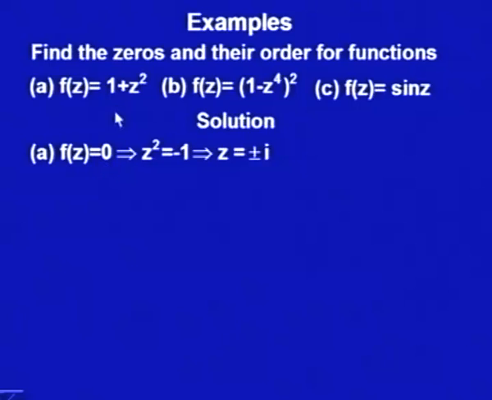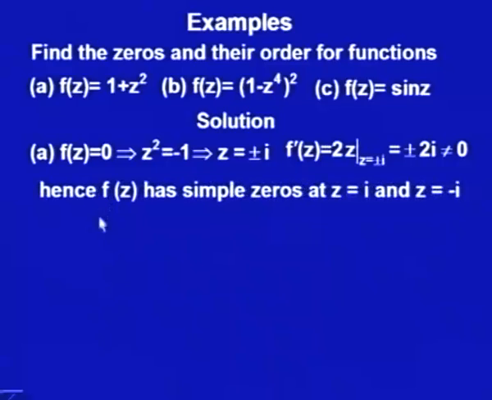So, we would get that 1 plus z square is 0. This says z square is equal to minus 1. This says that it would be 0 at z is equal to plus or minus i. Now, if I take f dash(z), that would be 2z. So, at z is equal to plus or minus i, that would be plus or minus 2i, which is not 0. Hence, it is a simple zero. So, here plus and minus i are simple zeros of this function 1 plus z square.